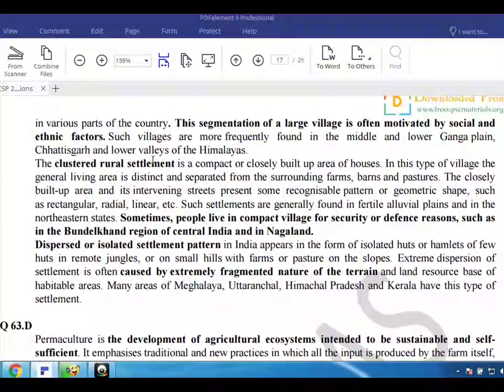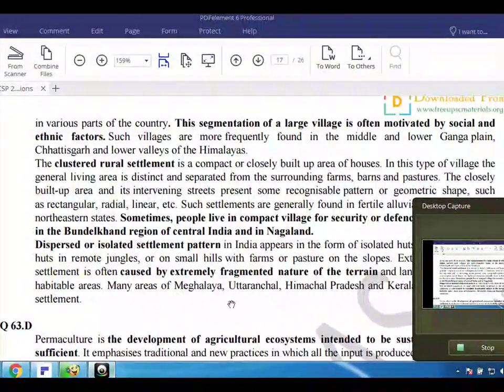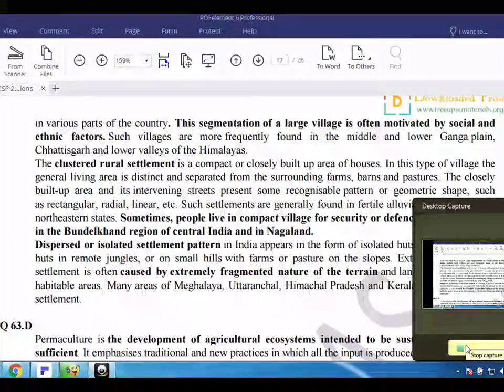Sometimes, people live in compact villages for security or defense reasons, such as in the Bundelkhand region of central India and in Nagaland. Dispersed or isolated settlement pattern in India appears in the form of isolated huts or hamlets, a few huts in remote jungles, or on small hills with farms or pasture on the slopes. Extreme dispersion of settlement is often caused by the extremely fragmented nature of the terrain and land resource base of habitable areas.